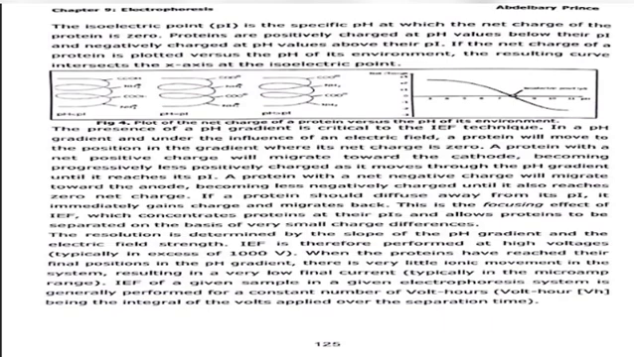When the proteins have reached their final position in the pH gradient, there is very little ionic movement in the system, resulting in a very low final current (typically in the microamp range). IEF of a given sample in a given electrophoresis system is generally performed for a constant number of volt hours (Vh), being the integral of the volts applied over the separation time.